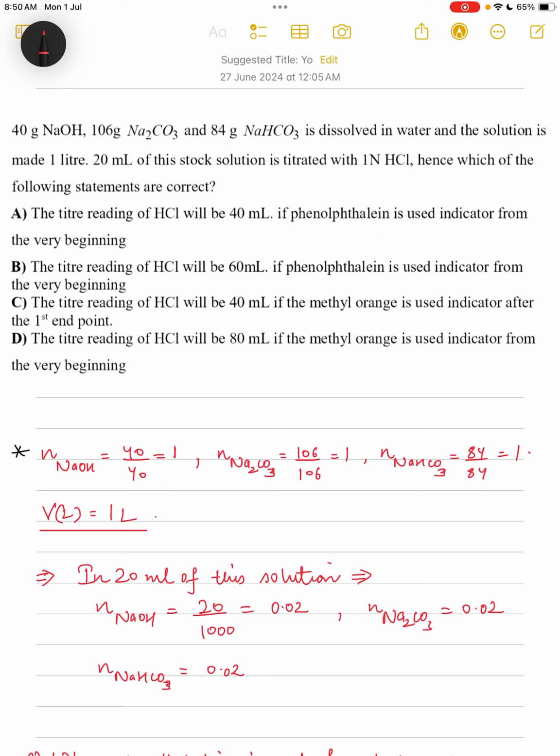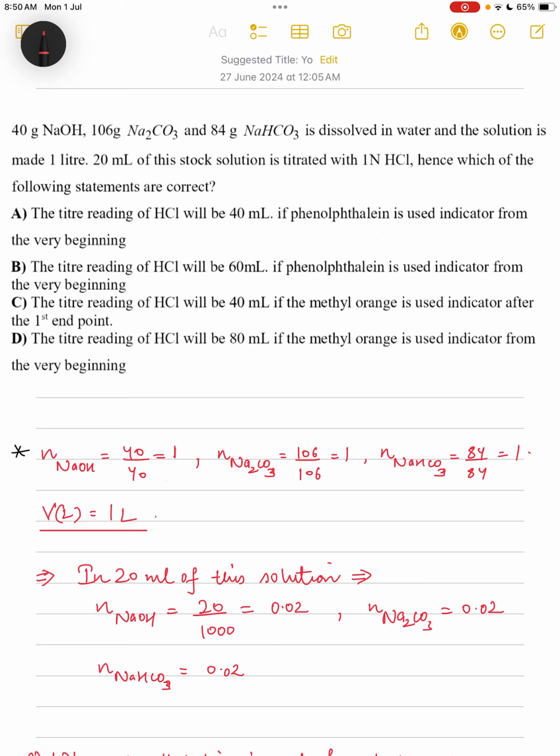Now this question belongs to the topic of double titration, and if you have no idea what double titration is, you can go into the channel and watch one of my lectures where I've taught it properly, covering all the aspects of double titration. So now let's come back to the concept and the question.